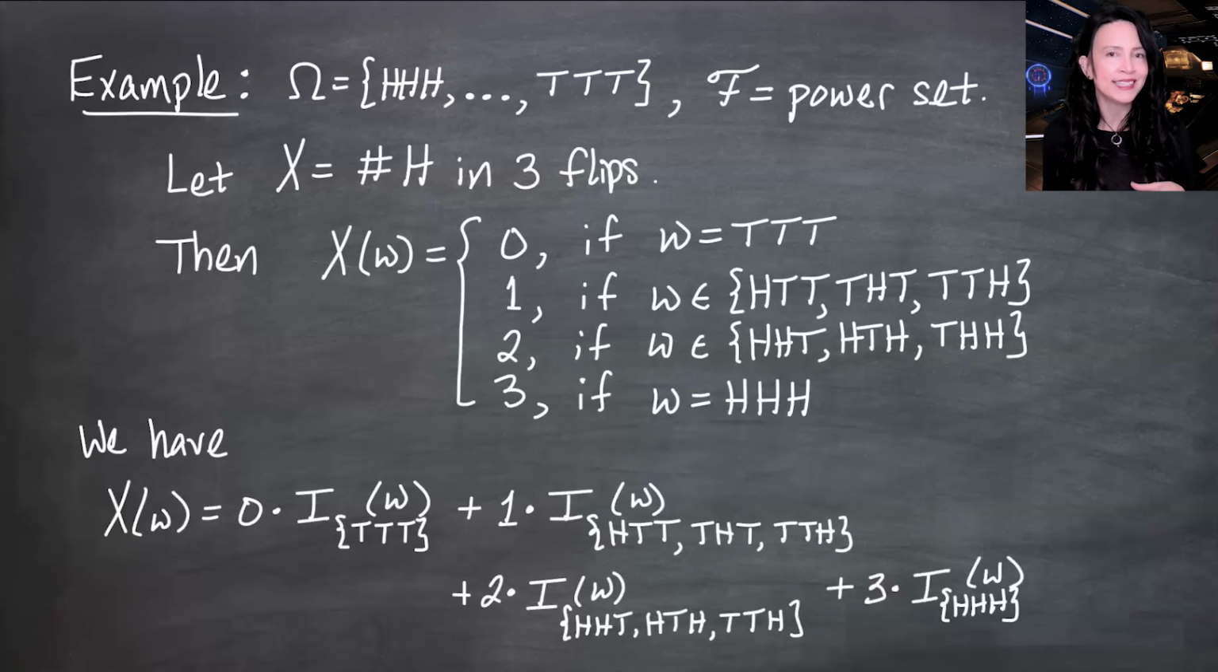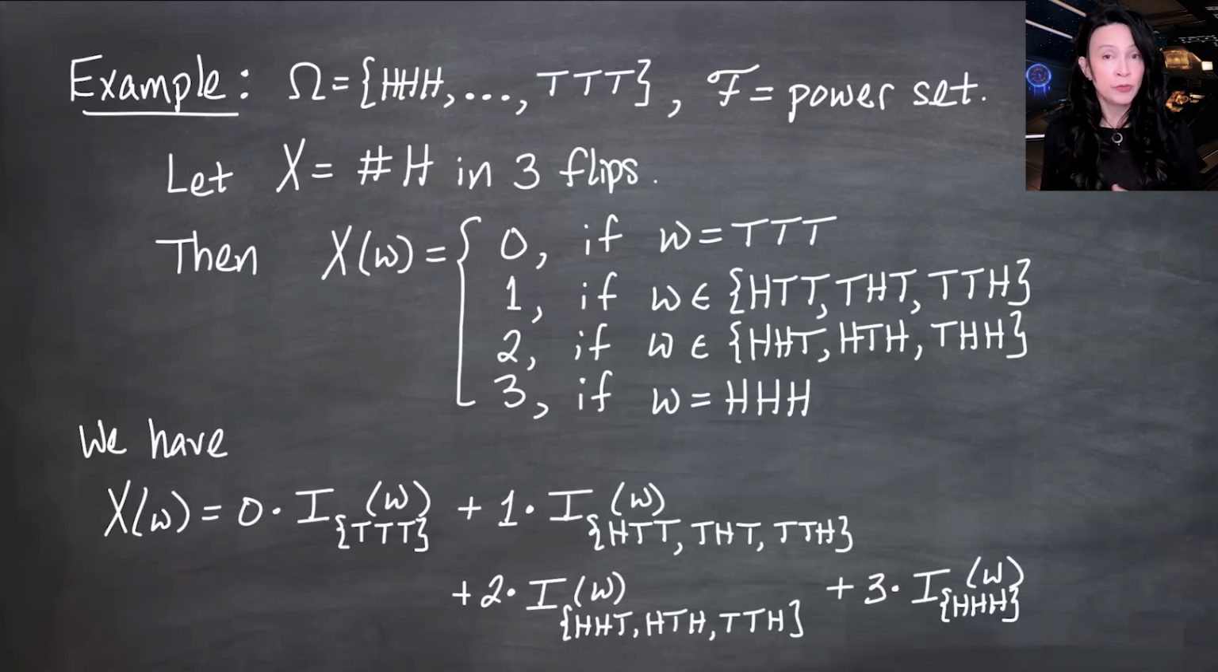This is getting a little messy because these sets that I'm putting in the subscripts are quite long, but I can define X of omega to be 0 times the indicator that little omega is tails, tails, tails, plus 1 times the indicator that little omega is in the set heads, tails, tails; tails, heads, tails; or tails, tails, heads, and so on.